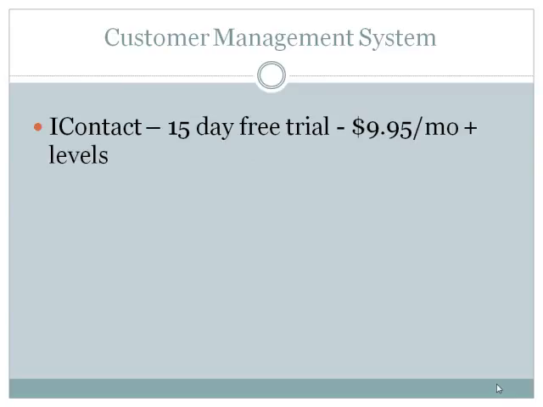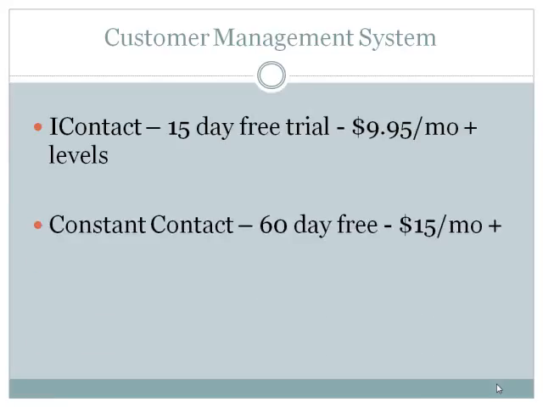The first one I'm recommending is called iContact. To find it, you simply go to iContact.com. They actually give you a 15-day free trial when you first sign up with them. After that, it's $9.95 per month to start. Then it goes up from there depending on how many names you have in your customer database. I think it allows somewhere around 200 names in the first level, and as you add more names, the price goes up a little bit, depending on how many emails you're going to be sending out each month.